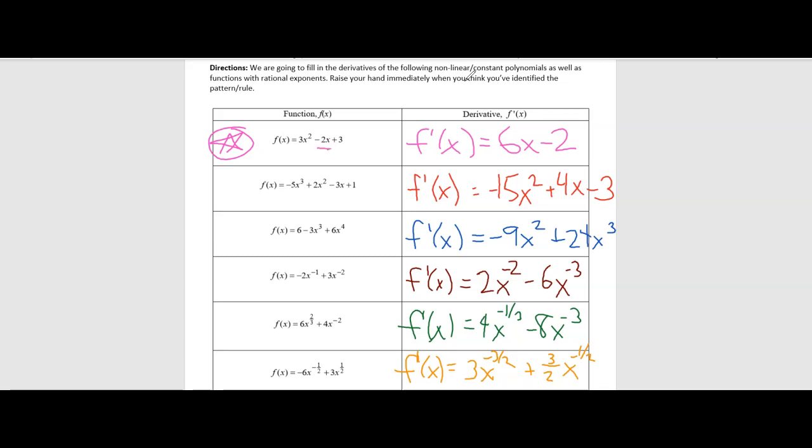Same thing with our middle term. This exponent on the x is really 1, so I multiplied 1 times -2, which gives me -2. If I subtract 1 from the exponent, 1 minus 1 is 0, and x to the 0 power is 1. So I don't have the x anymore.